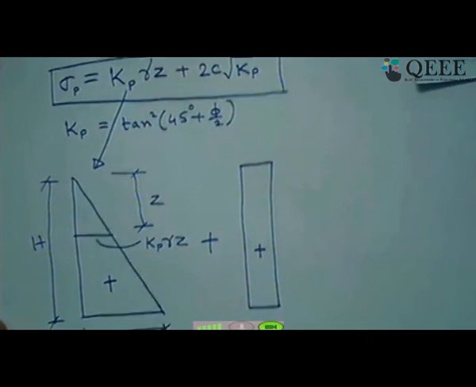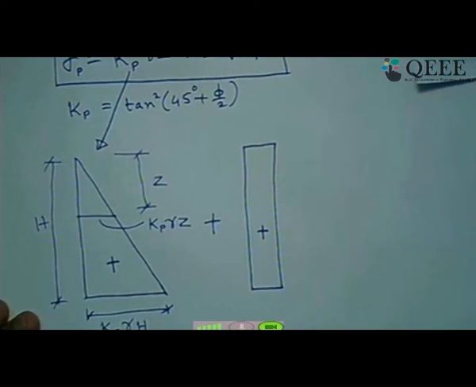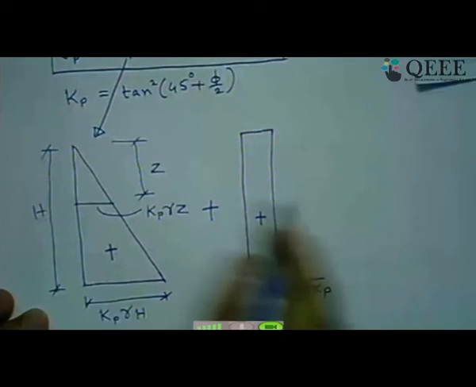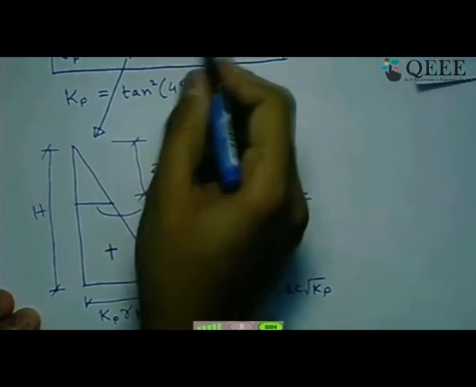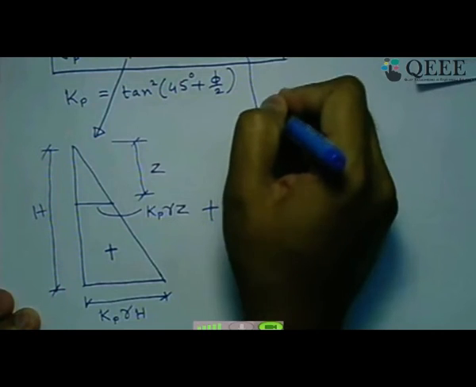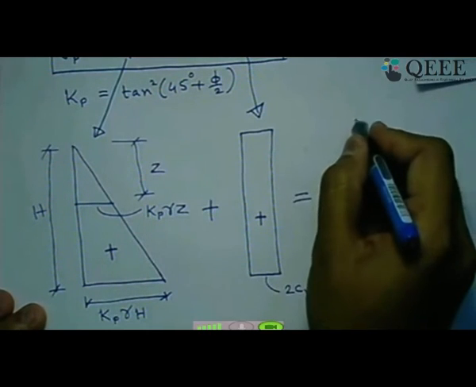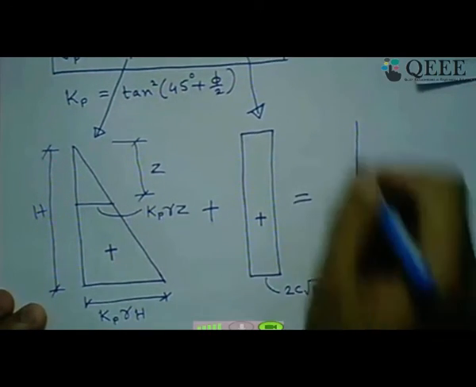And how much is the value over here? You can see this one is 2c root of Kp. So what is the net pressure acting on the wall? That is the summation of these two. So this is this component. So the total pressure on the wall is acting like this.